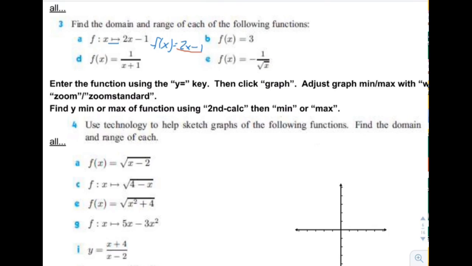Now, this is just a line. So if you can imagine any line, except for a vertical line, of course, the domain and the range are going to both be all real numbers.